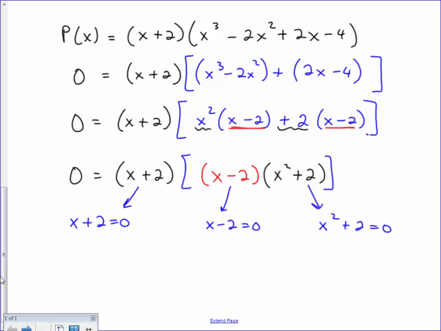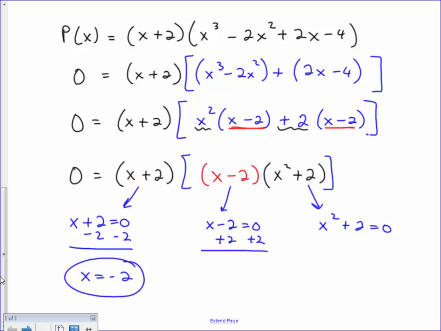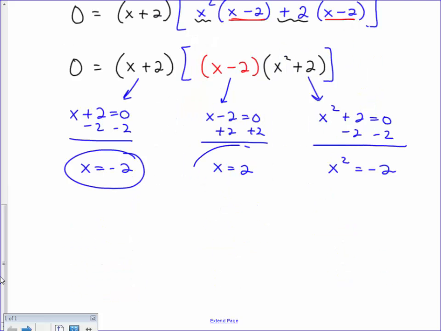The first one I could solve there, subtract the 2 over. I'm going to get x is equal to negative 2. The next one, add the 2. I'm going to get x equals 2. On the last one, subtract the 2. But when I subtract, I still have the x squared. So x squared is negative 2.